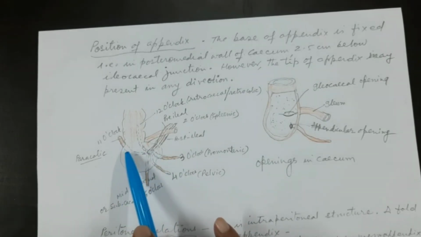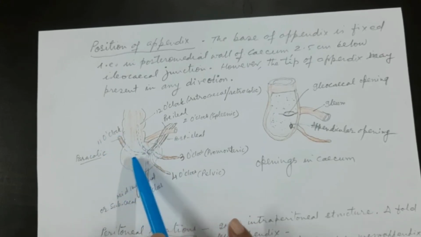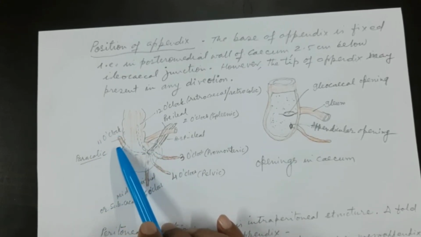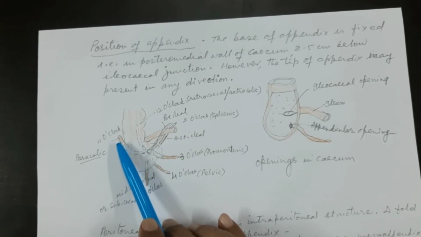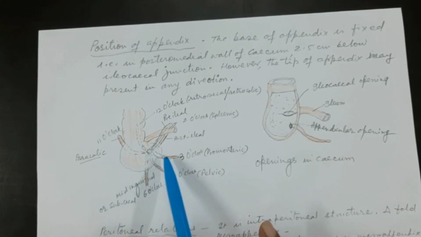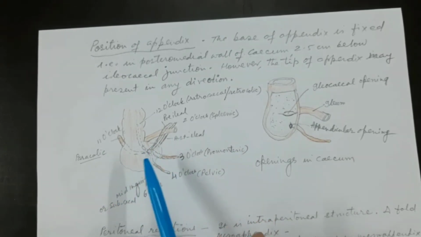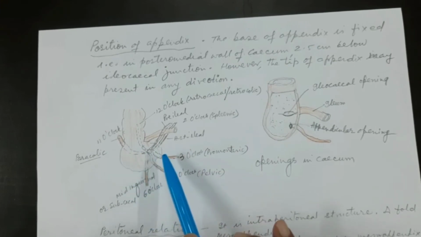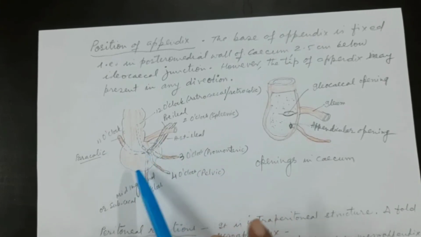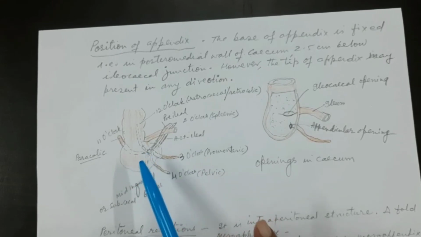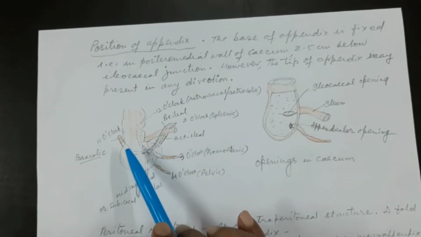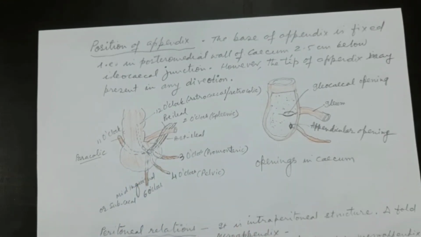And the last position which is common is the 11 o'clock position, and this is the paracolic position. It will lie in the paracolic gutter here. So sometimes finding the appendix in the right iliac fossa during surgery becomes difficult, and this many positions should be kept in mind. The second important thing to keep in mind is that one has to trace through the tinea coli, because the tinea coli take origin from the base of the appendix.